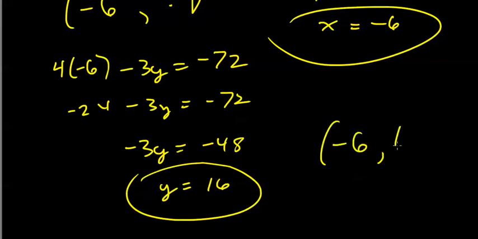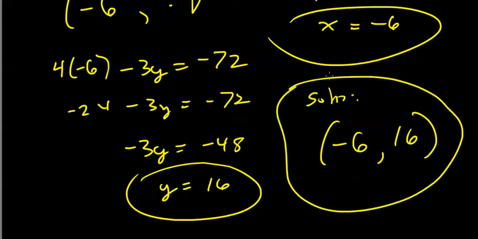So my solution set for this system is the point minus 6, comma 16. Okay? Alright. A couple more types I want to talk about before we call it a day in this section anyway.